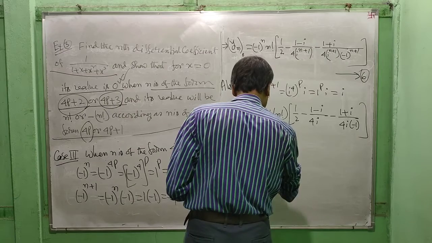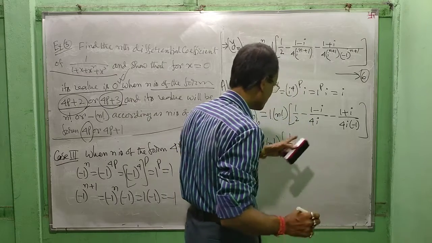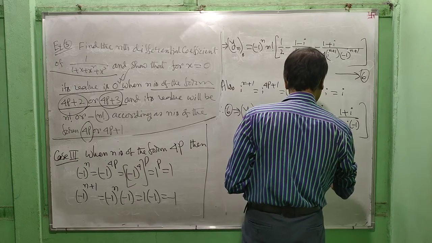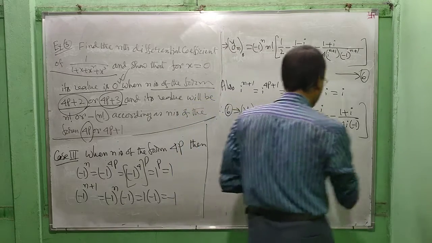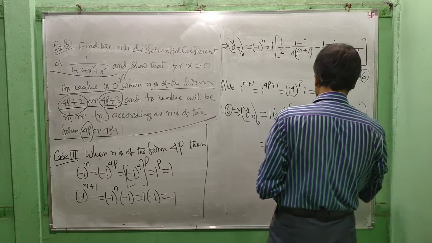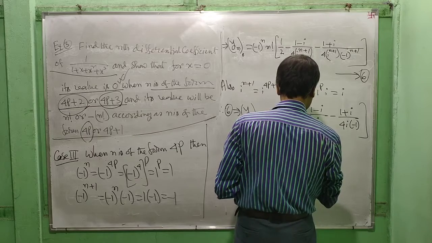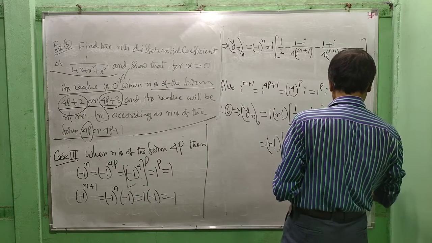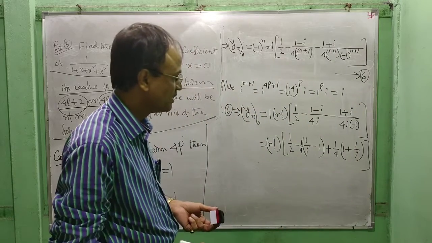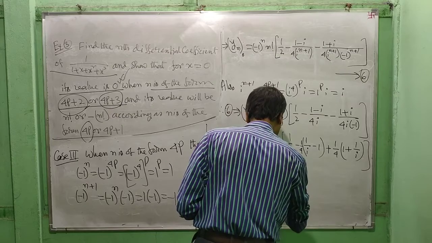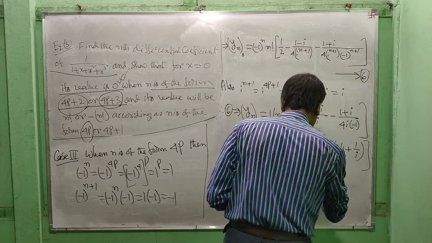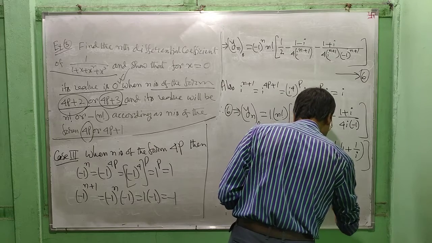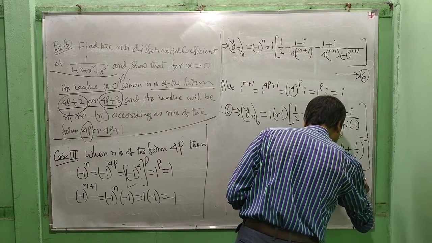This is equal to factorial n, half minus 1 by 4 minus i minus 1 plus 1 by 4 into 1 minus i. You will get this one. This is equal to factorial n half minus 1 by 4 minus i, minus 1 plus 1 by 4 into 1 minus i.